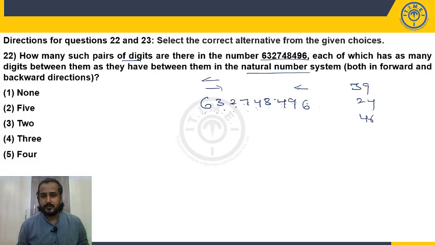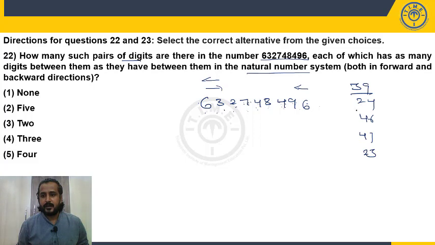No. 9. No. 4, 5, 6, 7. Yes. 4, 7. 8, 9. No. 4, 5, 6, 7, 8. No. 7, 8, 9. No. 2, 3. Yes, perfectly matching. 2, 3. 3, 4. No.